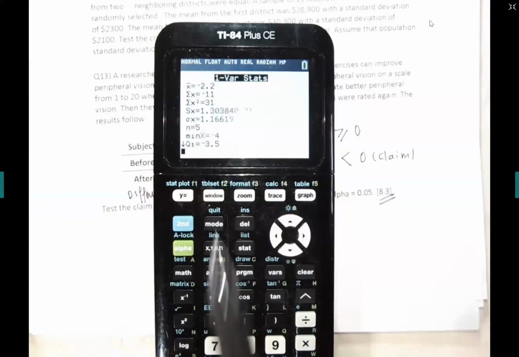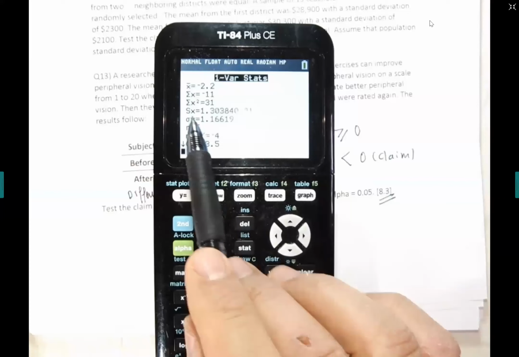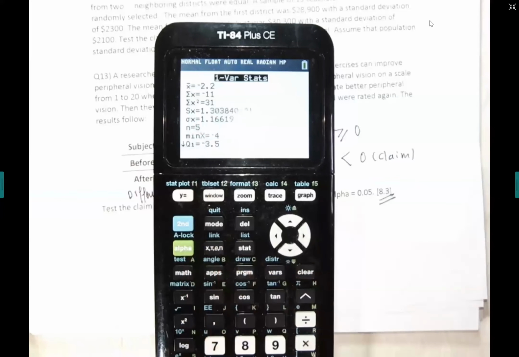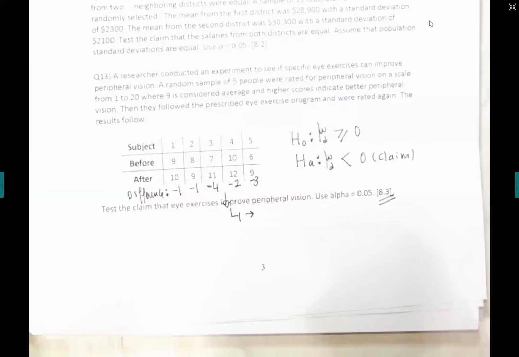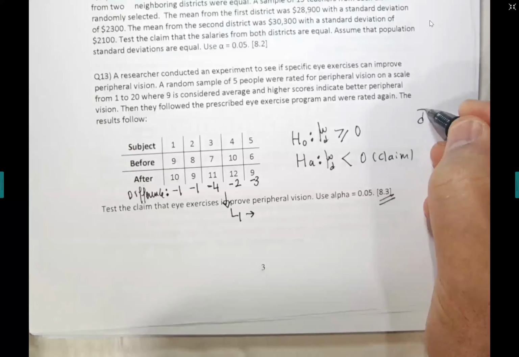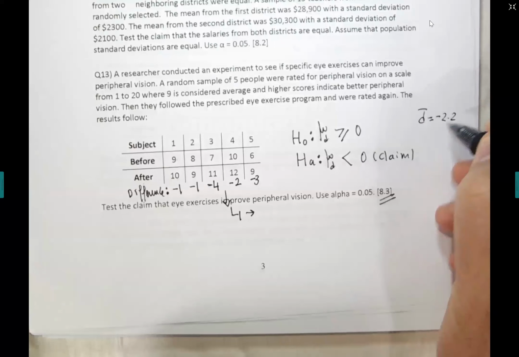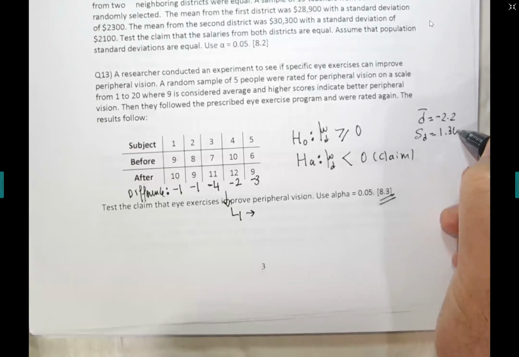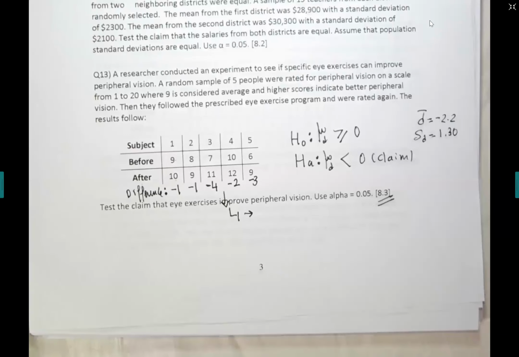You can see on the calculator S, that's your S, that's 1. They call it S sub D. So if I want to write D bar here, guys, just for your information, it will be negative 2.2, and SD will be 1.30. Then next, he'll ask you to compute the test statistic. Well, you can use the calculator now to find it. You don't have to do it by hand.